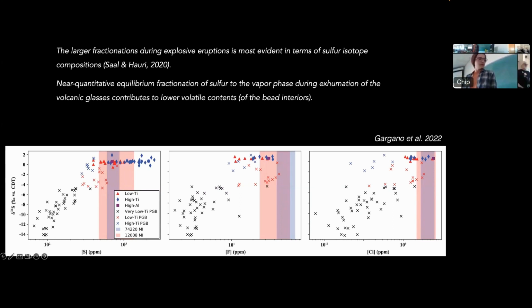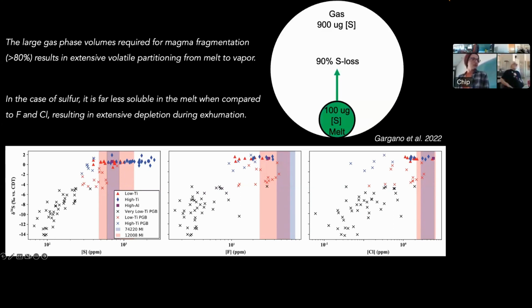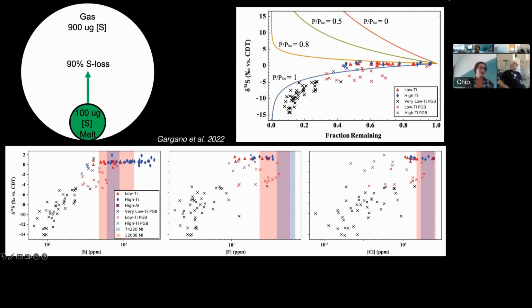Here we go. This very large amount of sulfur loss results from how the eruption style occurred, where the glass beads are formed by a very fragmented magma that had a very high gas phase volume present. And this very high gas phase volume means that we have a large partitioning of volatiles into that gas phase relative to the melt. So in the case of sulfur, we have a very large loss of sulfur to the vapor phase relative to fluorine and chlorine.